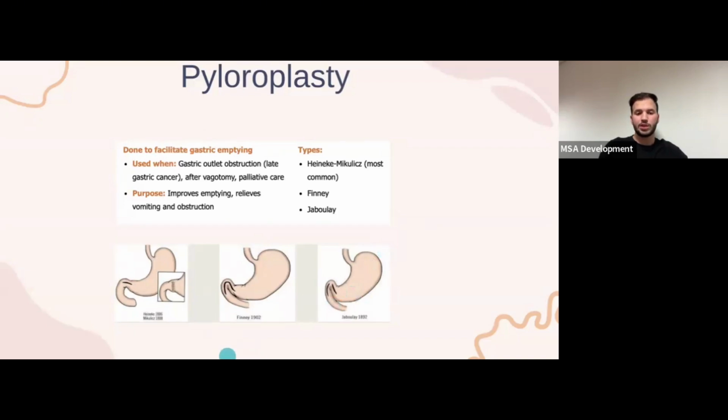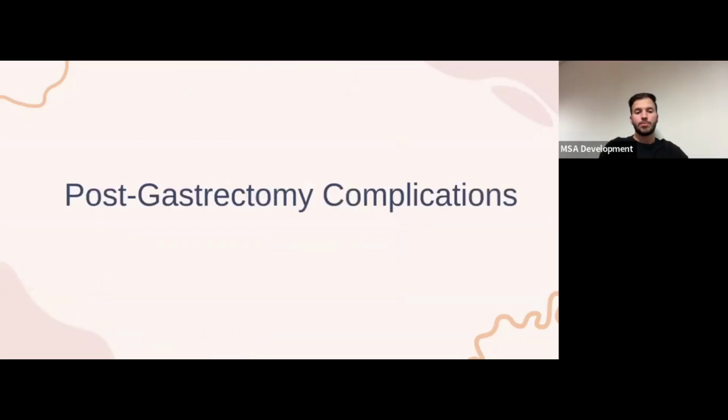As you can see here, we have the Heineke-Mikulicz, which is a longitudinal incision across the pylorus. Here we have a crescent incision, and here we have two longitudinal incisions. However, it's not across the pylorus. Now, last but not least, we have something after this.